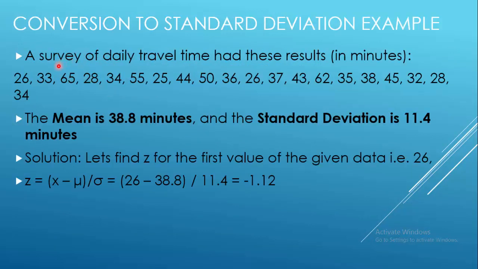Now we will see an example. A survey of daily travel time had these results. The results are given in minutes: 26, 33, 65, and so on up to 34. These are different values. The mean of these values is 38.8 average, and the standard deviation is 11.4 minutes. This is important: here I can write the unit with the standard deviation. If it had been a variance, then I could not have written the units over here.